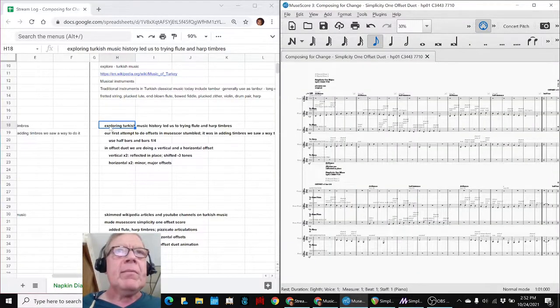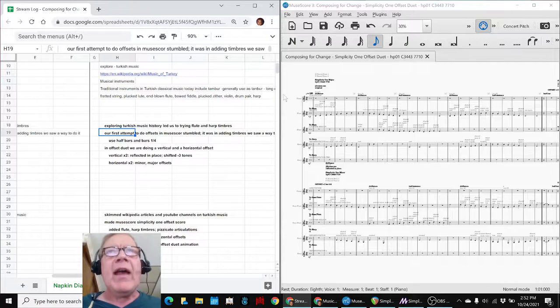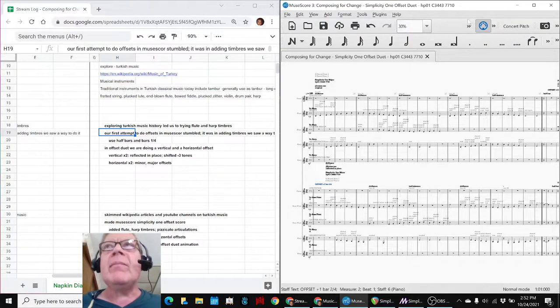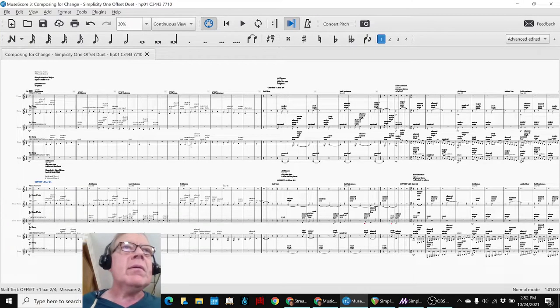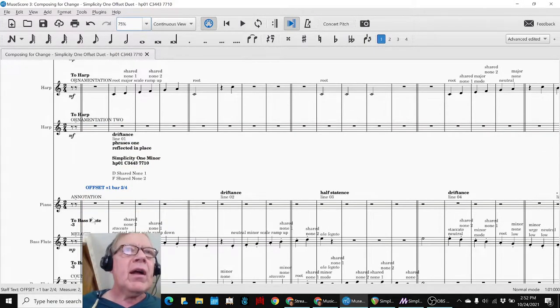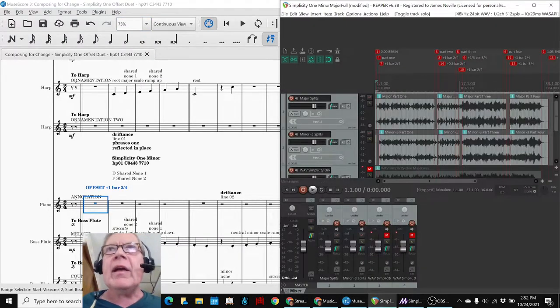Well, our first attempt stumbled, but after we added the timbres and we were working our way through, we suddenly realized there were places where we could do it. So here, for example, there's an offset. This will be easier to show you if we make it a bit bigger. There's an offset of a full bar, one bar and two quarters, and that is exactly that offset right there.